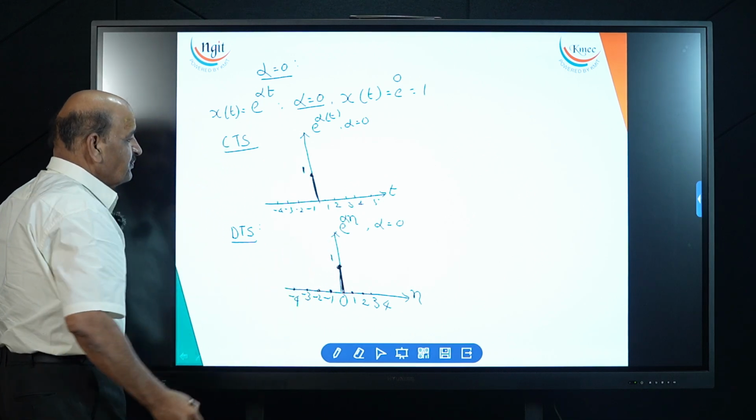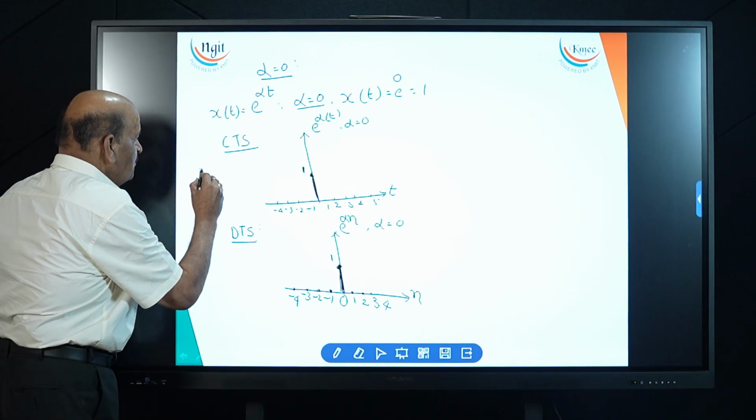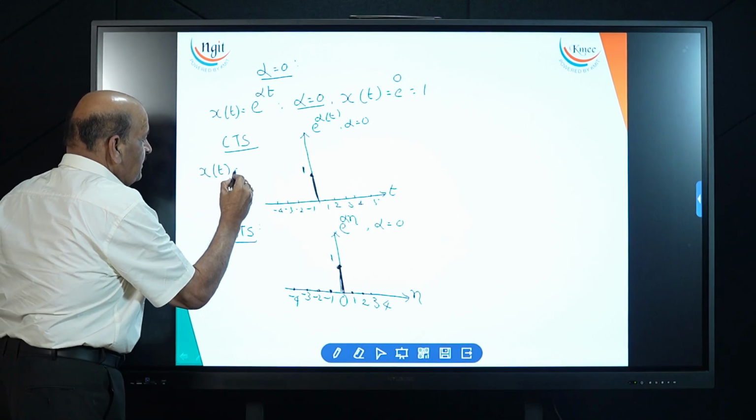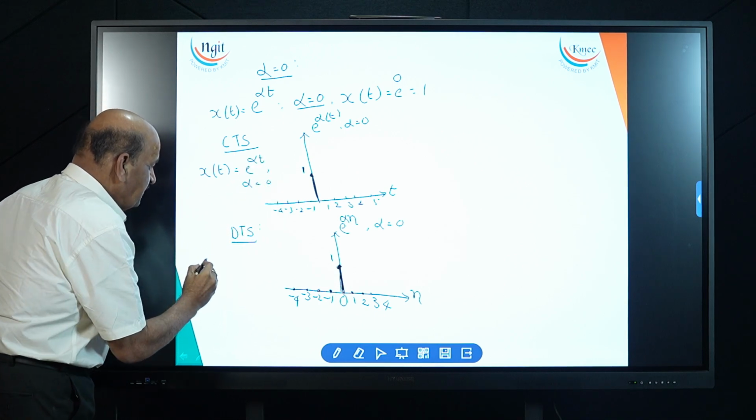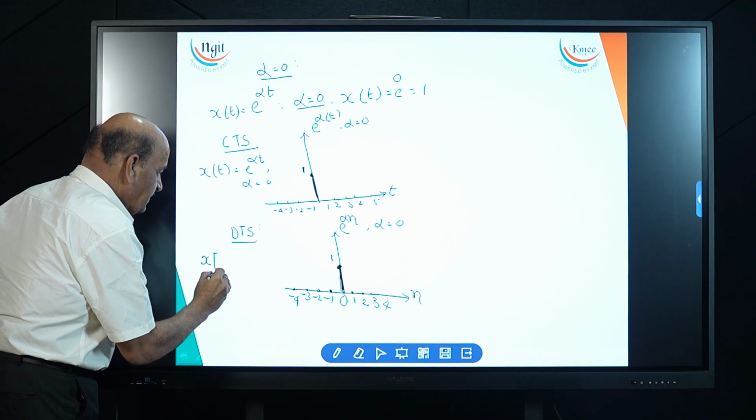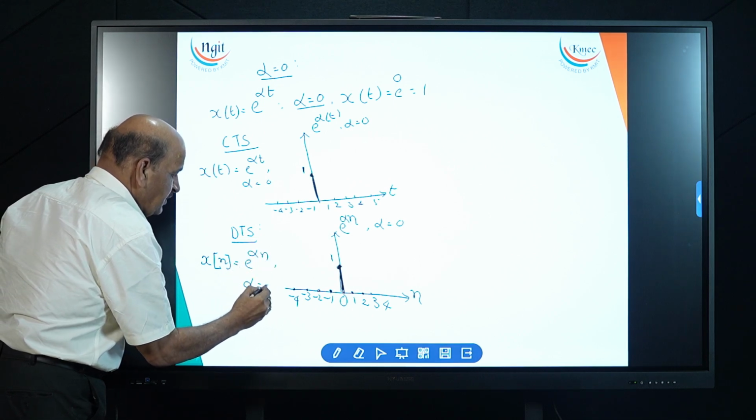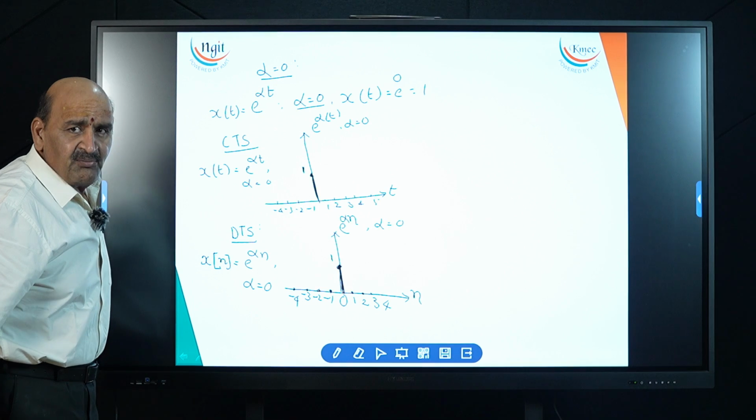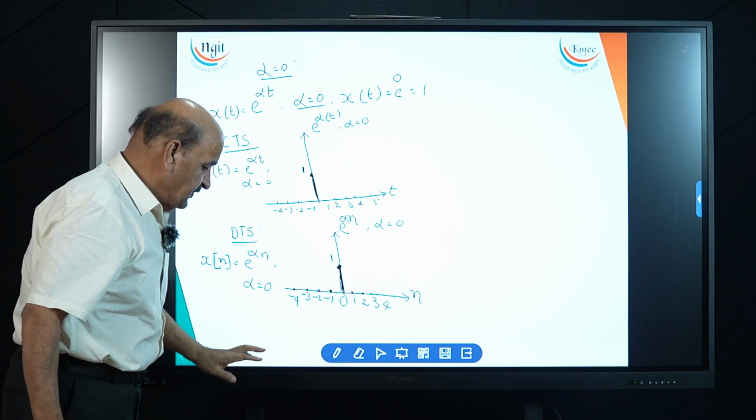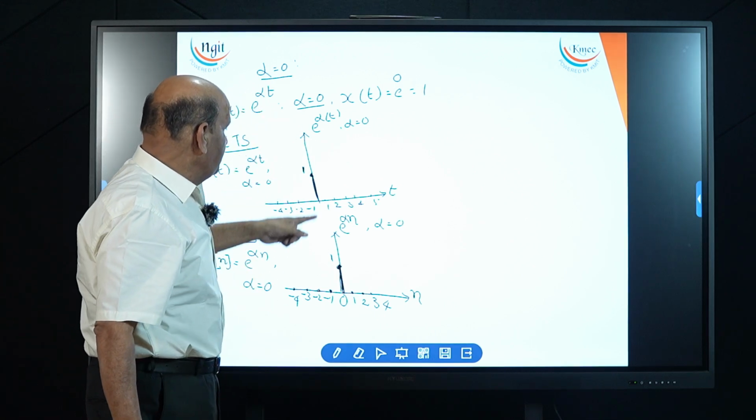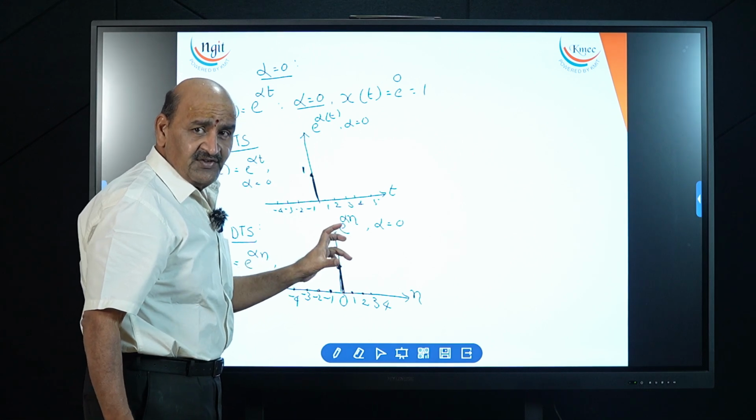Now just look at. Under a continuous time signal, x of t equals e power alpha t when alpha equals 0. Under discrete, x of n equals e power alpha n when alpha equals 0. Look at this one, same compositions. This is continuous, here it is discrete. So these are the differences between the properties and sketches of this exponential function.